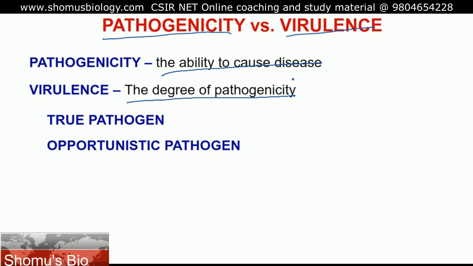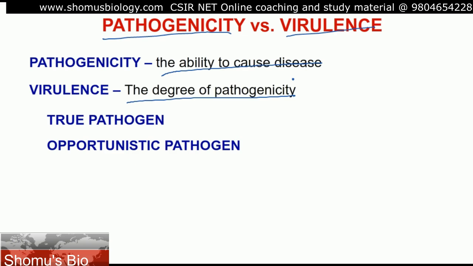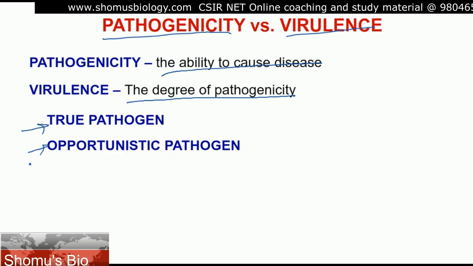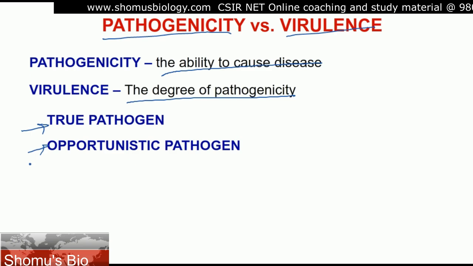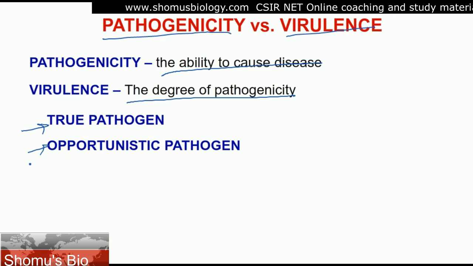Keeping these terms in mind, there are two types of pathogens: true pathogen and opportunistic pathogen. True pathogens are all those organisms which will cause disease in any situation. Whenever your tissue is infected by them, they will cause the disease. There is no way that the organism will stay and take some time to cause disease, it will always cause disease. There is no dormancy.